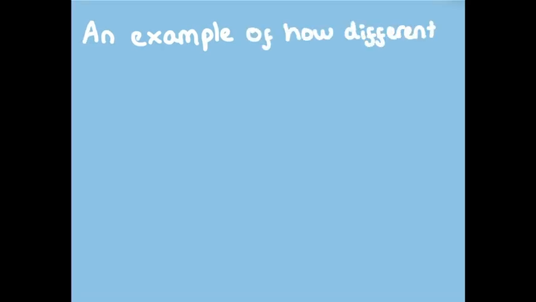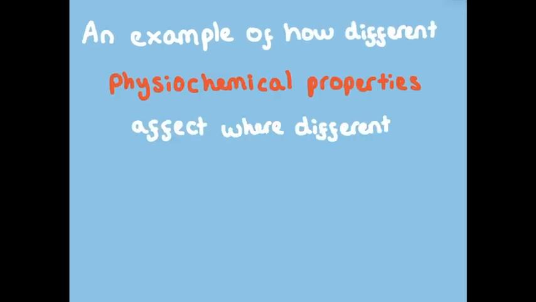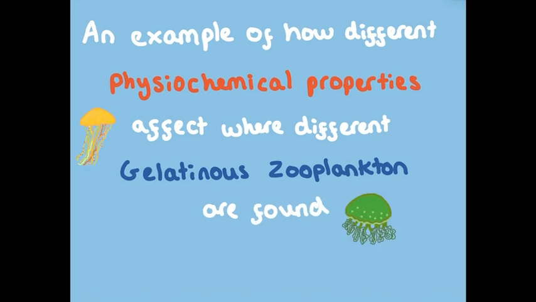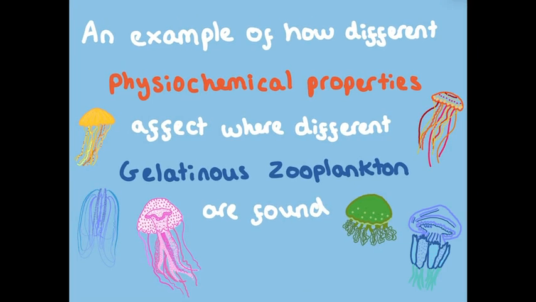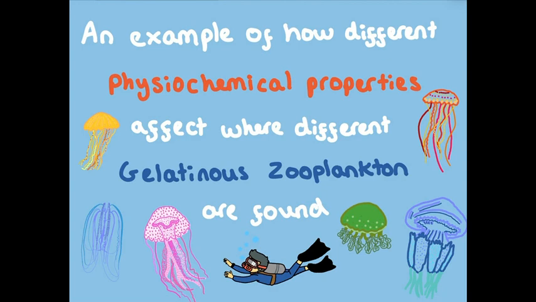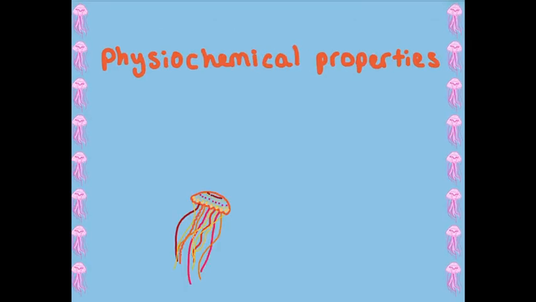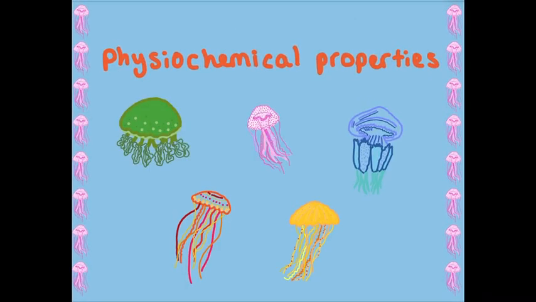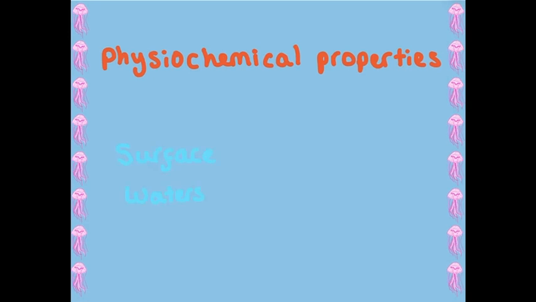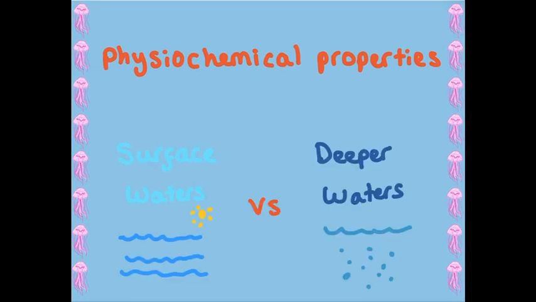An example of how different physiochemical properties affect where different gelatinous zooplankton are found. The ocean is a dynamic realm where physiochemical properties dictate the distribution of fascinating marine life. To explore this, we are going to be looking at two vastly different gelatinous zooplankton species, one found in surface waters and one found in the deep.